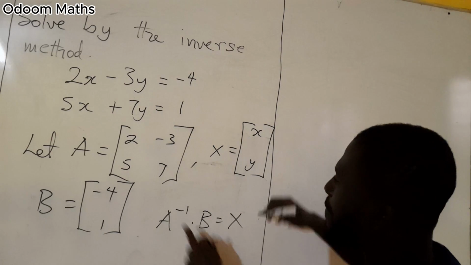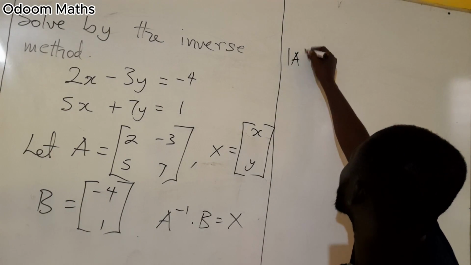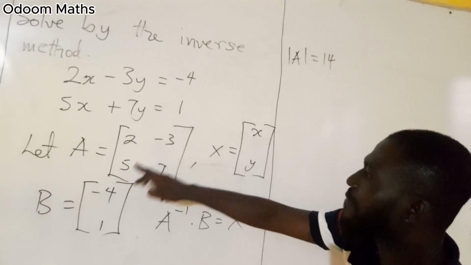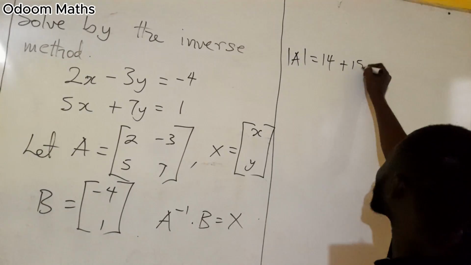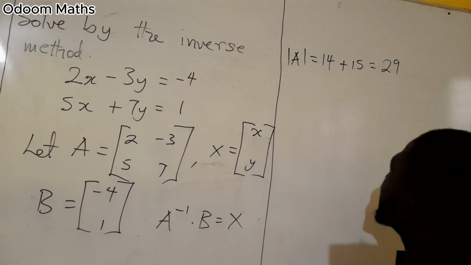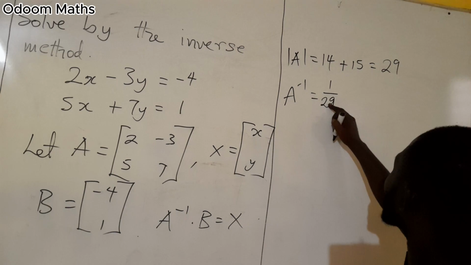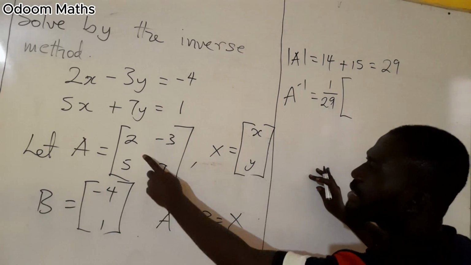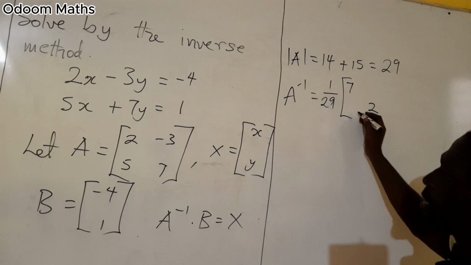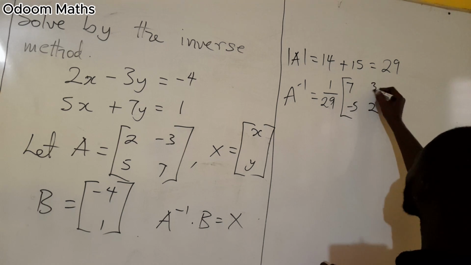Now, for our A inverse, we need the determinant of A. So the determinant of A becomes 2 times 7 is 14, minus 5 times negative 3, which is negative 15, so plus 15, and that is 29. Then A inverse is equal to 1 over 29, that is 1 over the determinant, times, then I am going to interchange the positions of 7 and 2, so 7 will come here, 2 will come here, and then I will negate 5 and negative 3, so negative 5, and this place becomes positive 3.